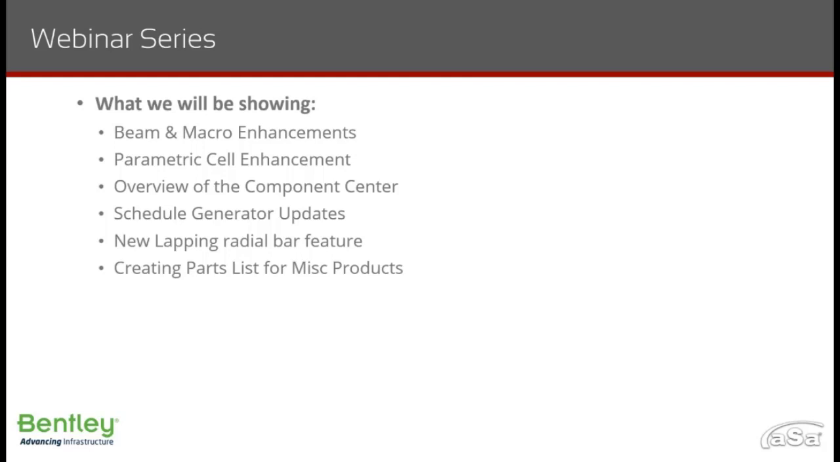We're also going to move into an overview of the component center, which is something off of the Bentley website that Kirk's going to go over. Kirk's also going to do an overview of some of the updates from the schedule generator, and also the new lapping radial bar feature, which Kirk will also demonstrate. Then it'll be coming back to me to look at creating a parts list for miscellaneous products.